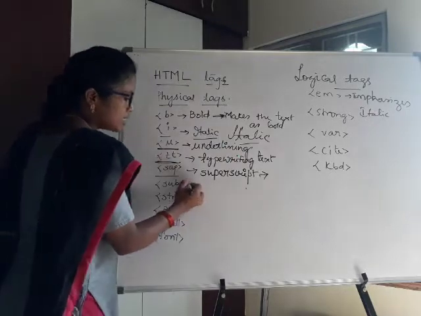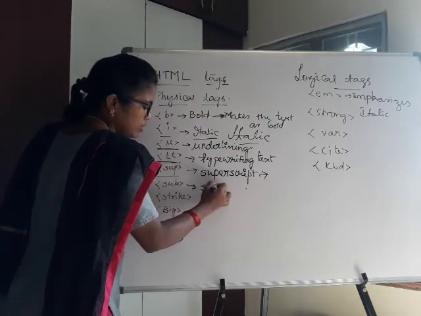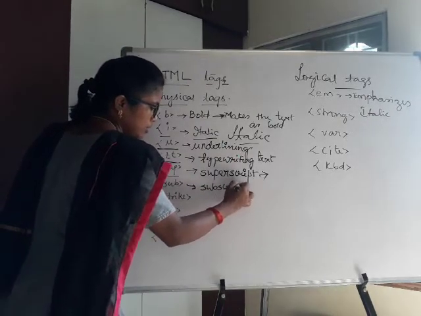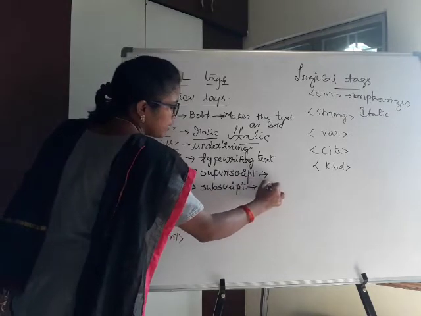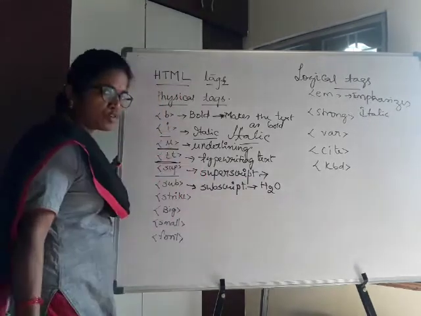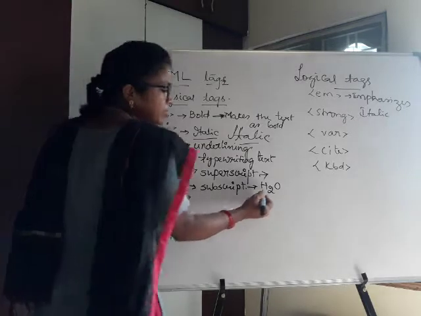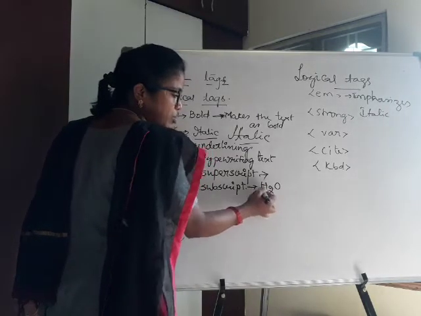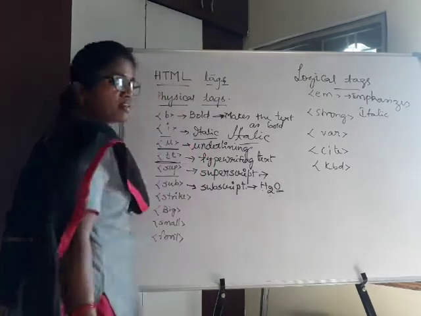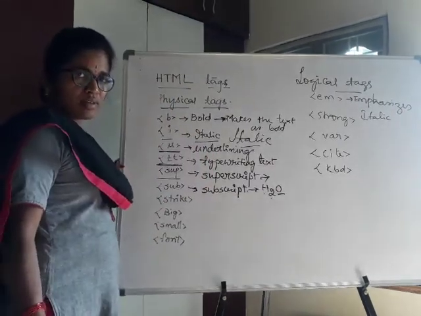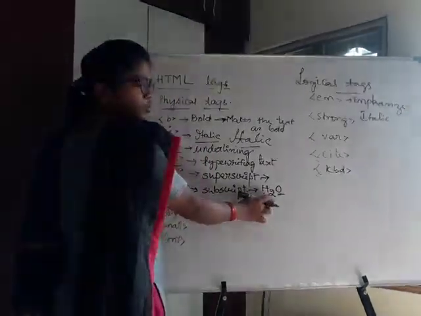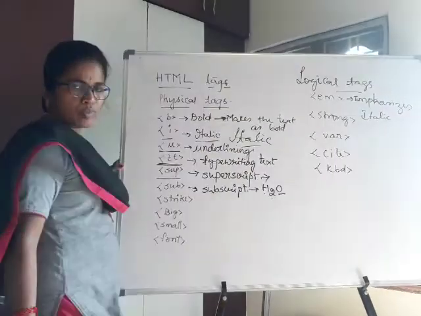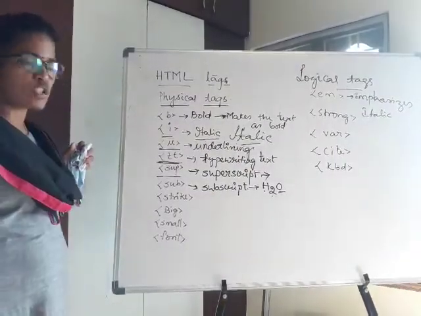Next is subscript. Here I will show you an example of H2O. H2O can be written with H as normal text, whereas 2 is a subscript of H, and O is in normal text. Right? It is shown as H2O.